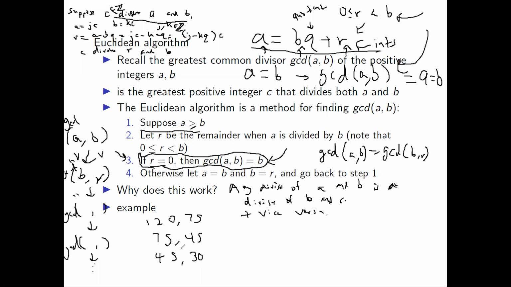We do the same thing with the 45 and 30. We divide by the 30. We look at the remainder. We get 15. So we got 30 and 15. And now the 30 is divisible by the 15. So there's our GCD. And that 15, so GCD of 120 and 75 equals 15. So that's a nice small example of the Euclidean algorithm.